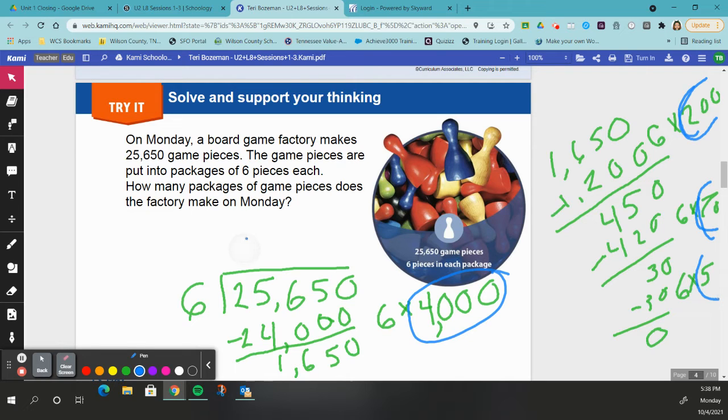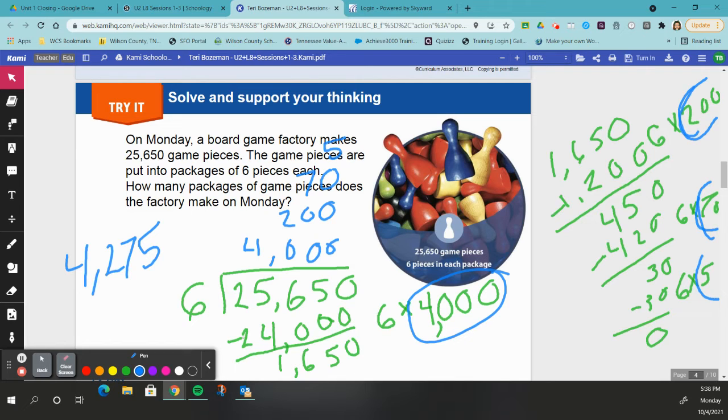4,000 plus 200 plus 70 plus 5. So I would have 4,275 packages of game pieces, because we want 6 in each package, and it wanted to know how many packages could we have. So the factory can produce 4,275 packages if each has 6 pieces. So that is partial quotient.